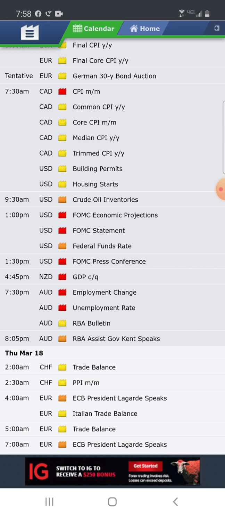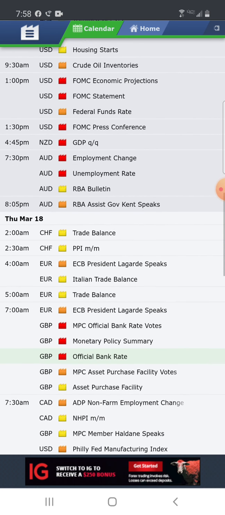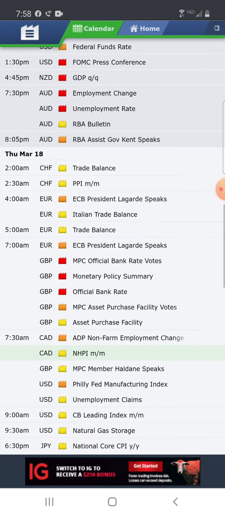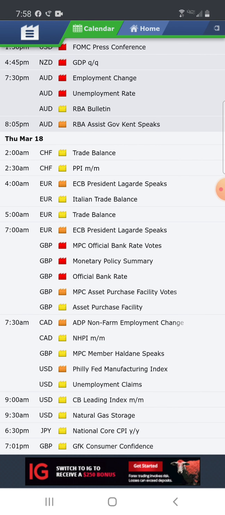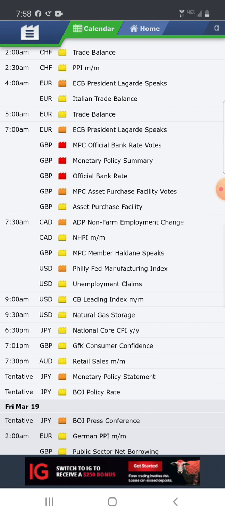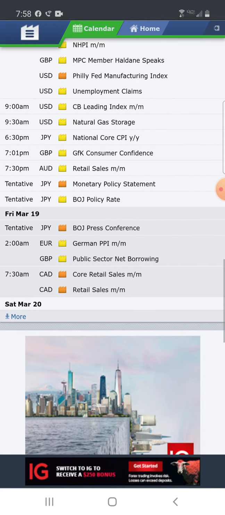And then at 1 o'clock on Wednesday, you got red folders all the way up until the market shuts down. Okay. 4 a.m. on Thursday, you have another mid impact. And then Thursday at 7 a.m., you got GBP red folders across the board. Okay. And then the U.S. has another mid impact at 7. So, man, this is like NFP all over again, y'all. So, this is something to keep in mind when y'all are trading.